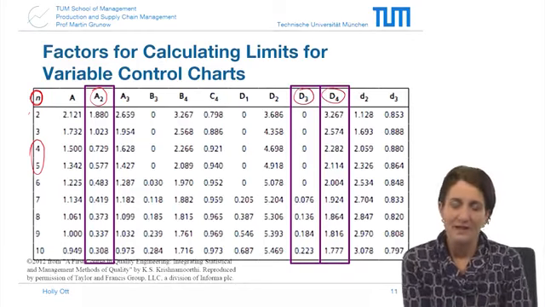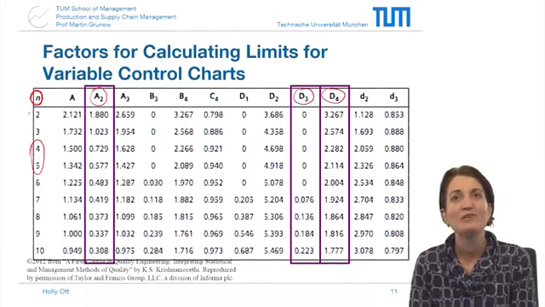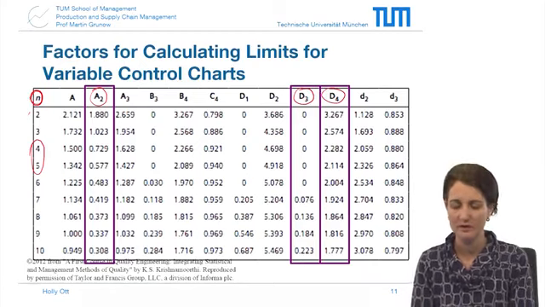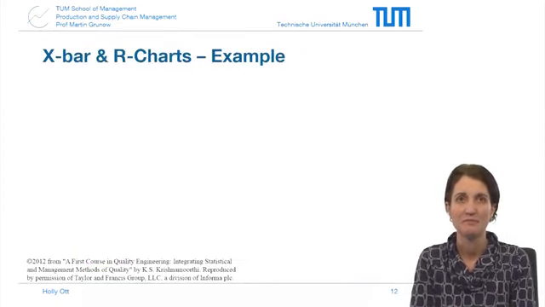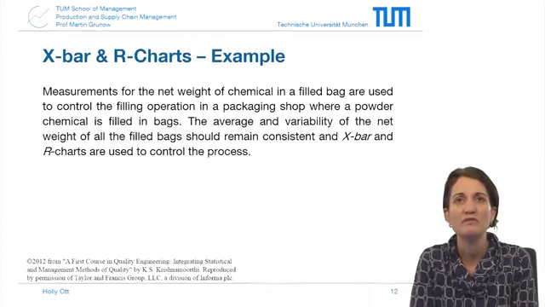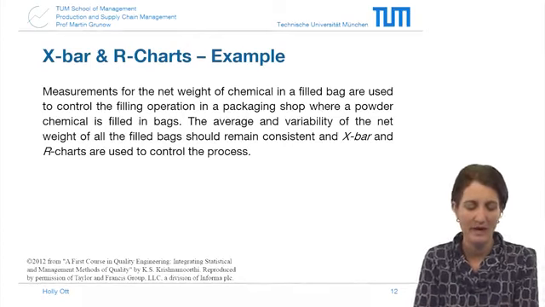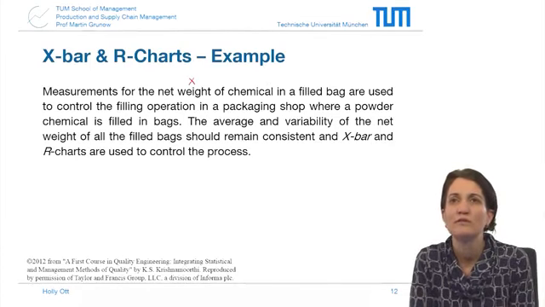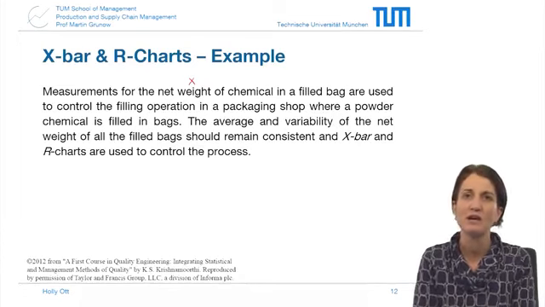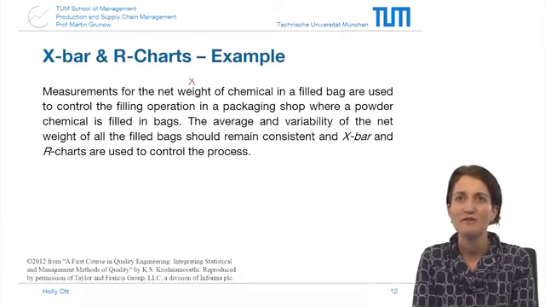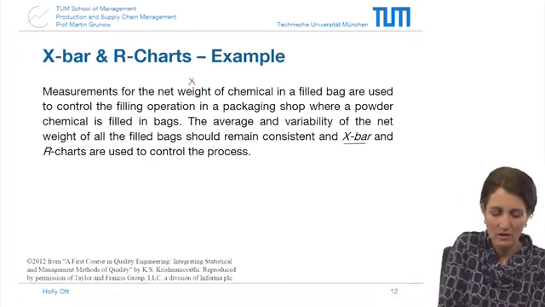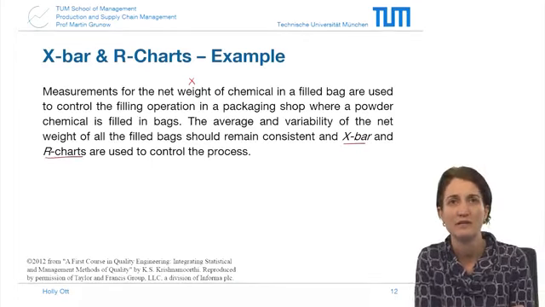So I've talked a lot. There's a lot of numbers here. Let's do an example together. Our goal is to create an X-bar and R chart for controlling a process parameter. Example: we have the measurements for the net weight of chemical in a filled bag. X-bar and R charts are used to control the filling operation in a packing shop where a powder chemical is filled in bags. The average and variability of the net weight of all the filled bags should remain consistent, and X-bar and R charts are used then to control this process.